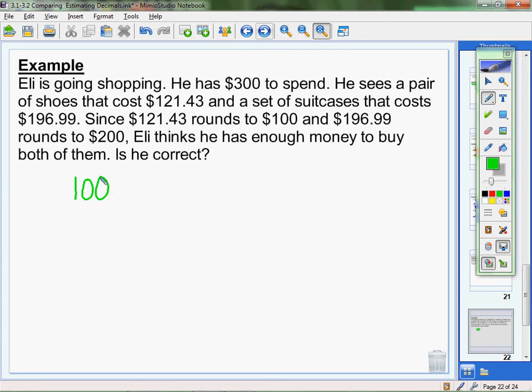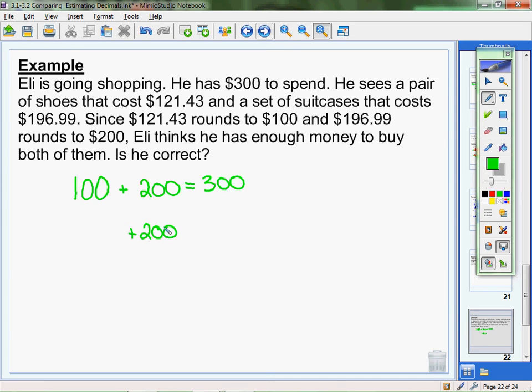Well, he is correct if he's following the rules of rounding. 121 does round to 100, and 196.99 does round to 200. So it seems like he has enough money. However, when you're working with money, you typically want to round down. If you're talking about how much do I have, you want to assume you have less than you need. Or when you're working with the cost of items, you want to round up to assume they're more expensive. So this one, we would definitely want to round 196.99 up to 200.